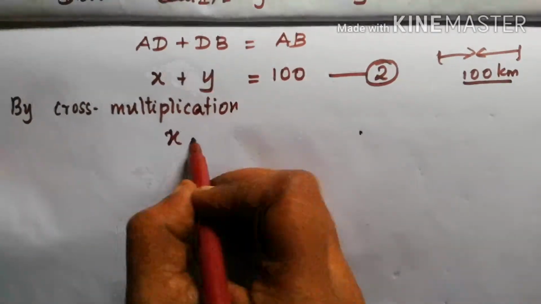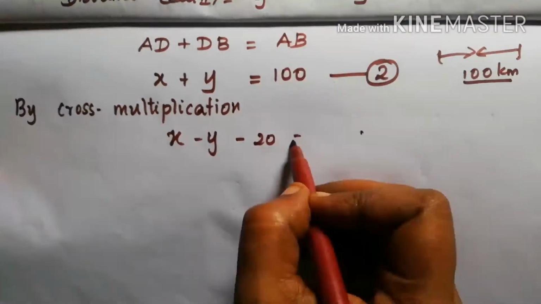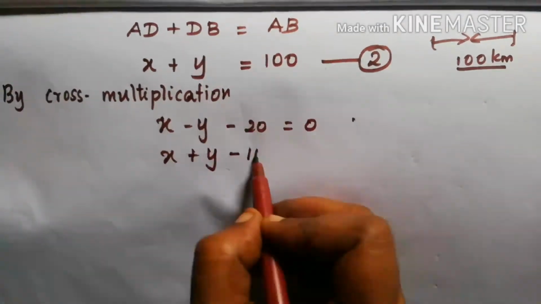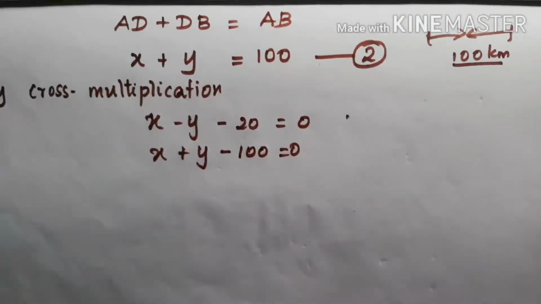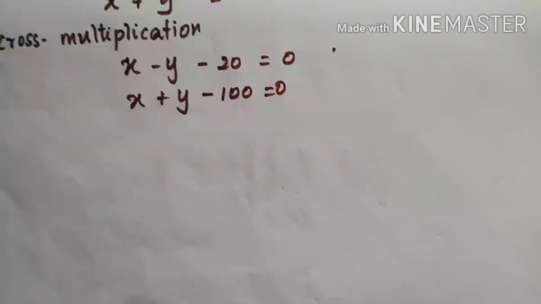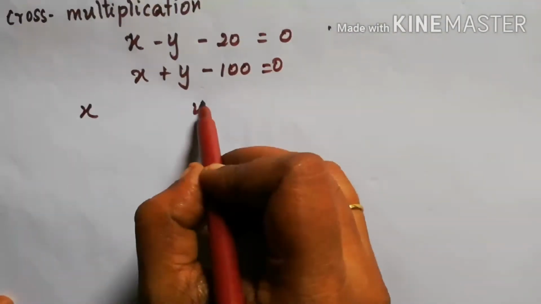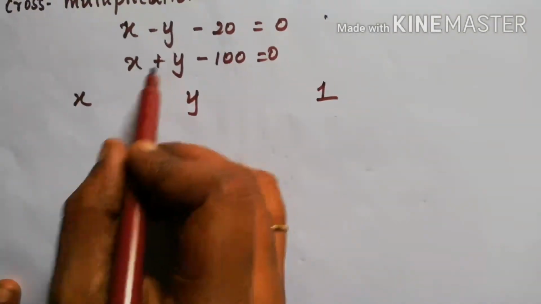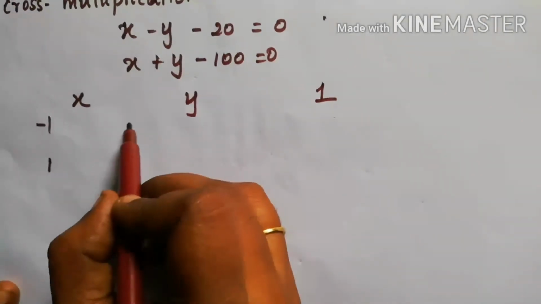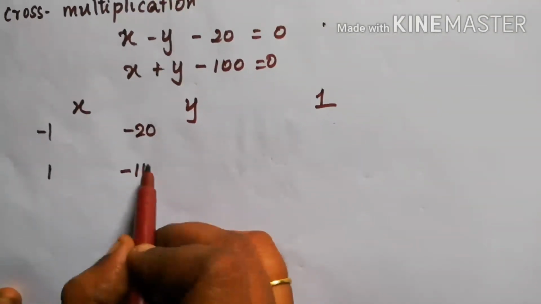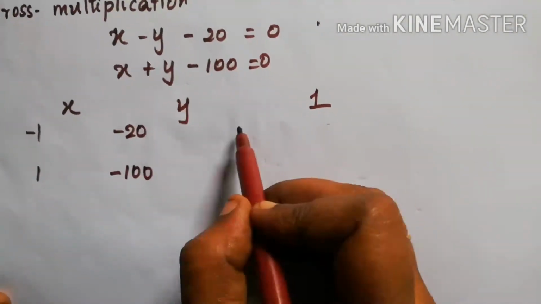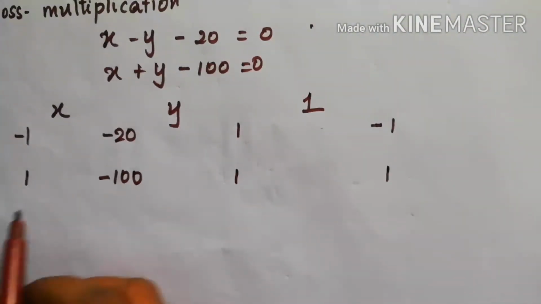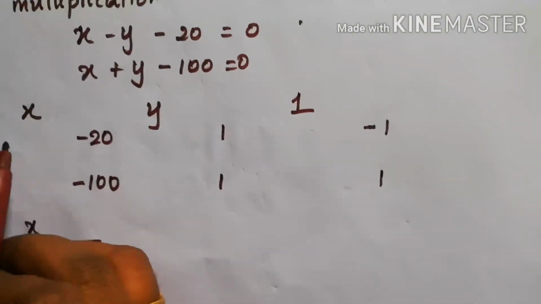First write the equation x minus y minus 20 equal to 0. I have written it in this form. And the second one, x plus y minus 100 equal to 0. So now first write x variable, y variable and constant. You can start from the y coefficient, minus 1, plus 1. Next, minus 20, minus 100. Next x coefficient, 1, 1. Then again y coefficient, minus 1, 1. So first we are going to cross multiply this.